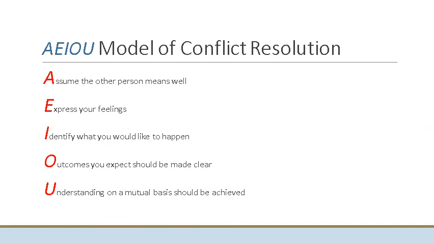So in the textbook, it lists the AEIOU model of conflict resolution. And it's real simple. Assume the other person means well. That's what the A is for. I like to say assume positive intent.